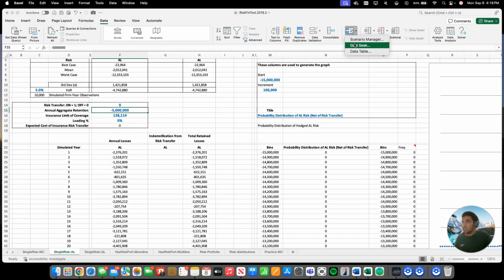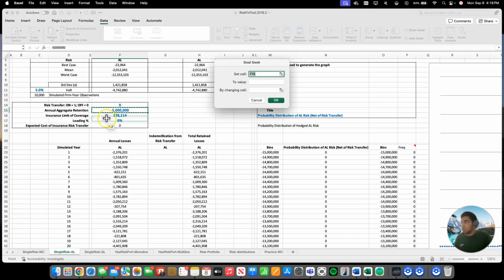Now, using GoalSeek here, we can change this number to 50,000 because that's our budget. And remember, Dr. Miller said there's going to be quizzes on this, and see how quickly I'm going through this. If you understand the concept of trying to find enough coverage from retention and the insurance limit of coverage to equal or be better than these scenarios on a $50,000 budget, you'll be fine. And we're going to change this cell. So setting this cell right here to 50,000 by changing this variable.